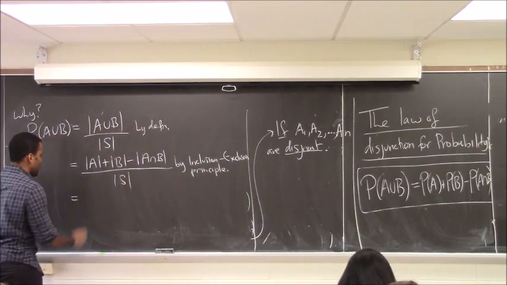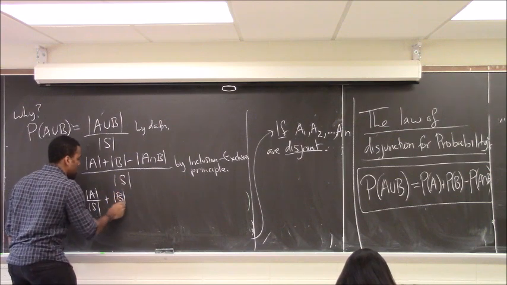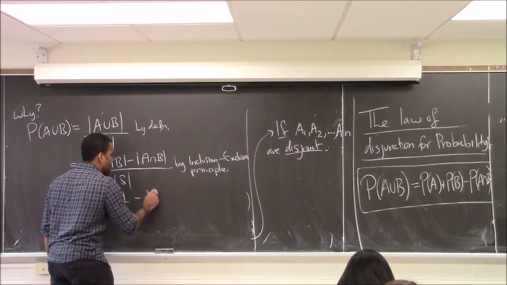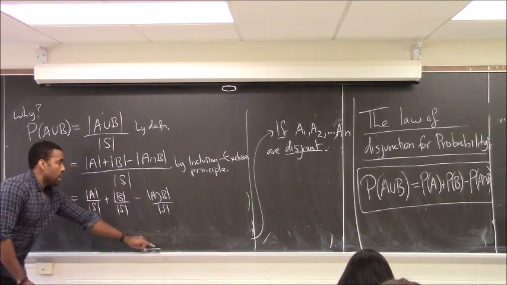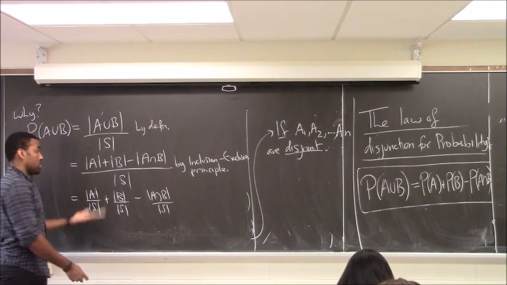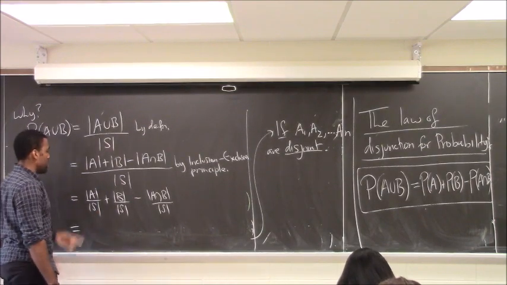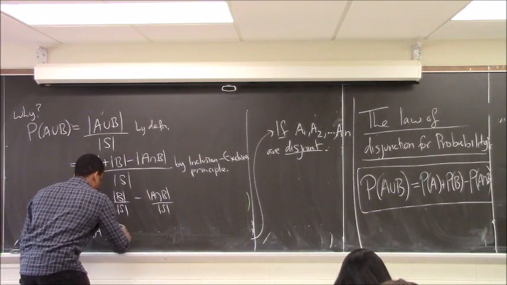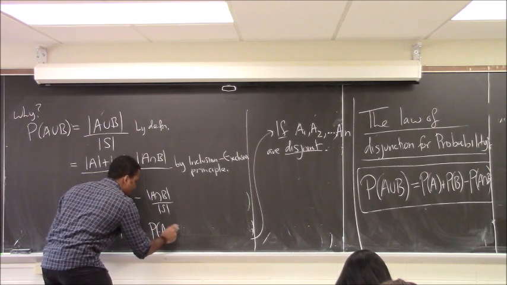This is just a fraction that I can split up. Size of A over size of S, size of B over size of S, minus the size of A intersect B over the size of S. And that's just by algebra, or arithmetic I should say. And then by definition, this is the probability of A, that is the probability of B, and this is the probability of A and B.